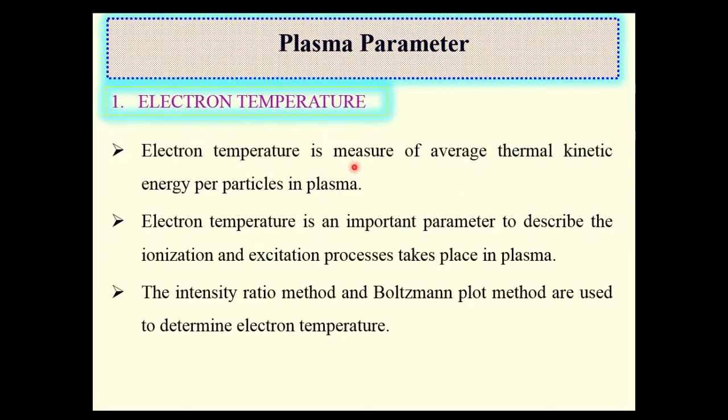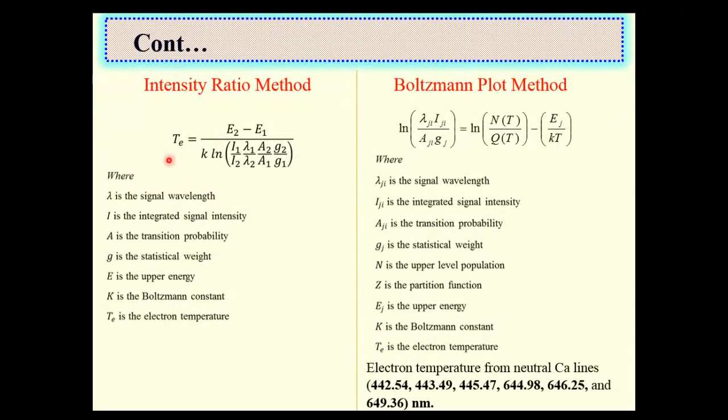So electron temperature. Electron temperature is a measure of the average thermal kinetic energy per particle in a plasma. Electron temperature is an important parameter to describe the ionization and excitation processes that take place in a plasma. The intensity ratio method and Boltzmann plot method are used to determine electron temperature. So this is the formula for electron temperature using the intensity ratio method, and this is the formula for calculating electron temperature using the Boltzmann plot method. So we have used this method to calculate the temperature.